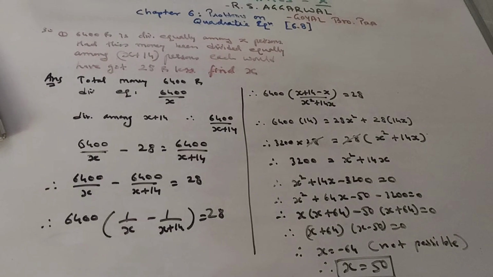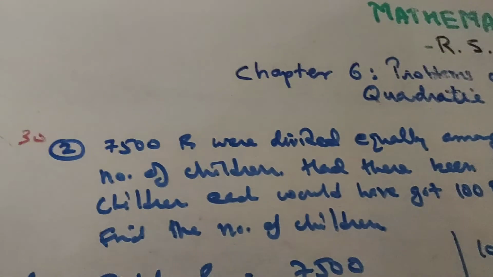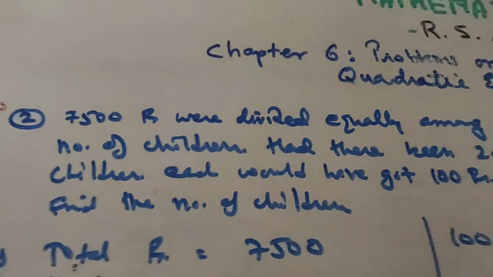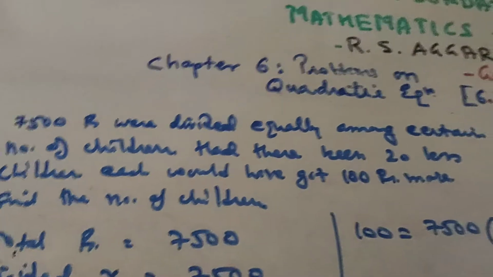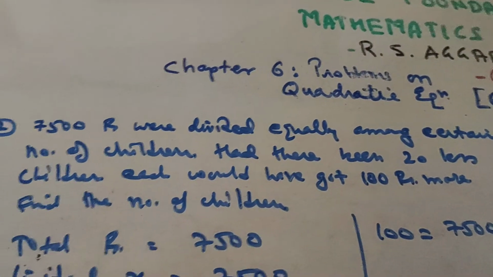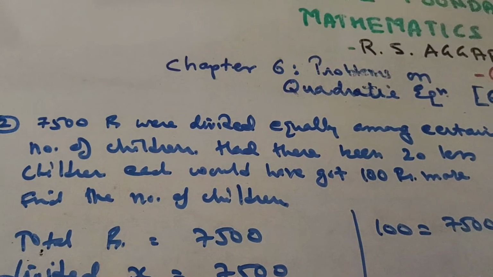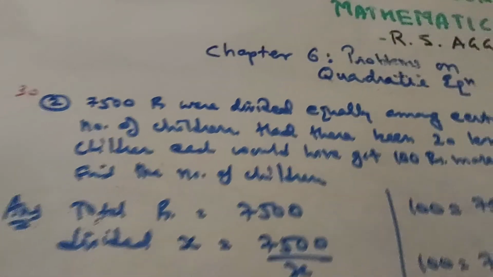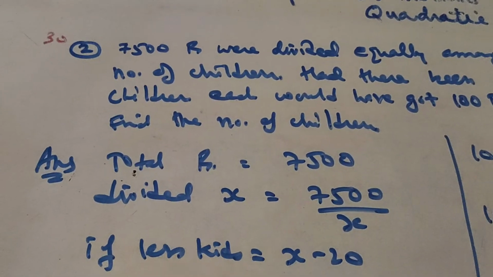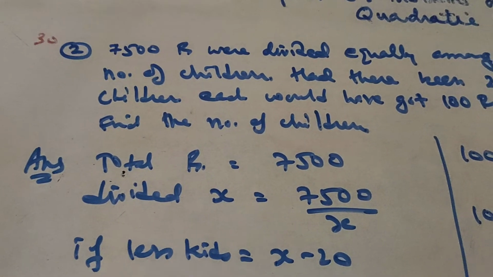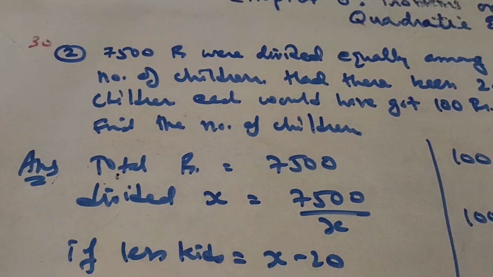Let us move on to the next sum. 7,500 rupees were divided equally among children, a certain number of children. Had there been 20 fewer children, each one would have got 100 rupees more. Find the number of children. So what is the total rupees that is to be divided among children? 7,500. Do you know the number of kids? No. So it is x.